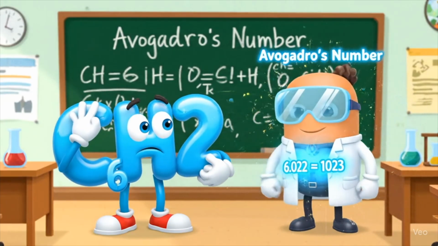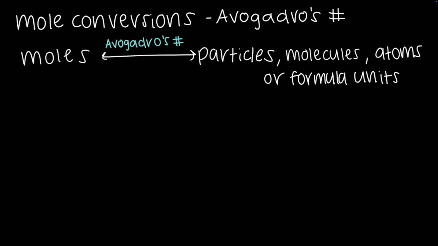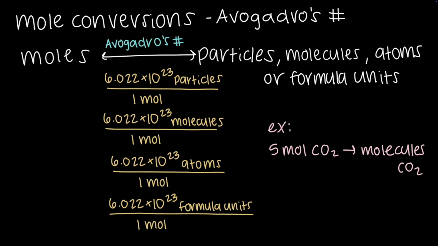Avogadro's number is the conversion factor used to go back to the real scale that particles are, very small. The number will always be the same and will allow us to convert between moles and molecules, particles, formula units, or atoms. The conversion factor is 6.022 times 10 to the 23rd molecules, particles, formula units, or atoms per every 1 mole. Any of those 4 words can be used to convert to moles, and this conversion factor will always keep the same identity. For example, if I knew I had 5 moles of CO2, I could convert to molecules of CO2 with Avogadro's number.